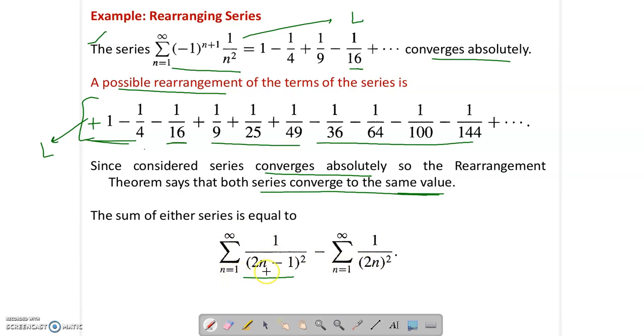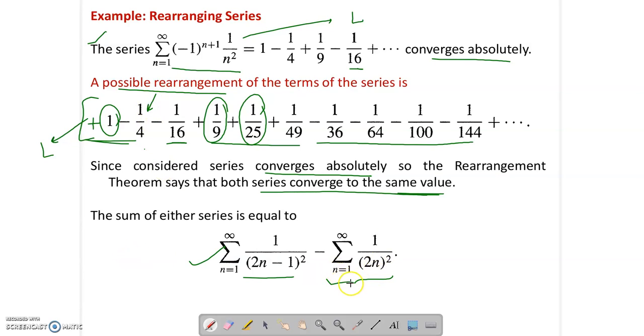Now you see, when you substitute n equals 1, you have your first term. When you substitute n equals 2, you have 1 by 9. When you substitute n equals 3, you will have 1 by 25, since 2 times 3 is 6, minus 1 is 5, and 5 square is 25. So these positive terms are coming from the first part of this series. And for the negative terms, when you substitute n equals 1, you have 1 by 2 square, that is minus 1 by 4.